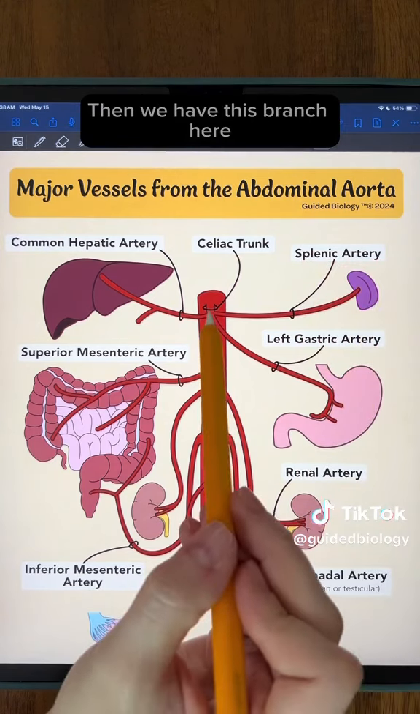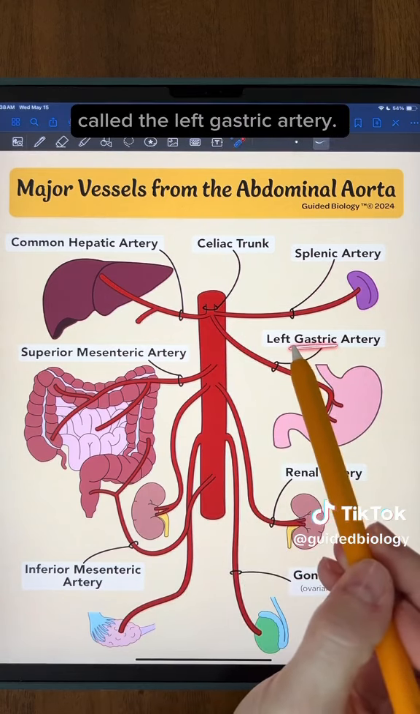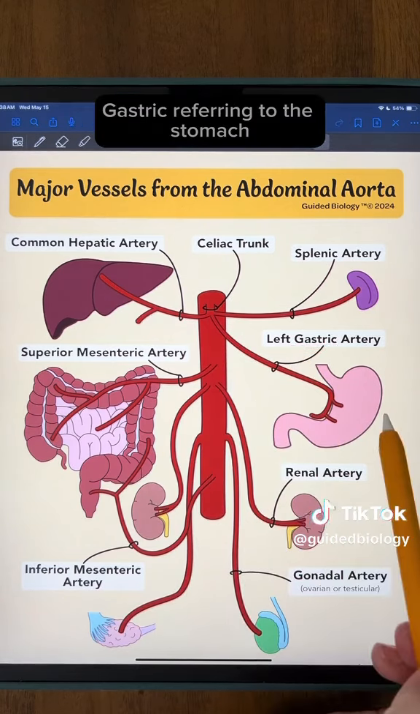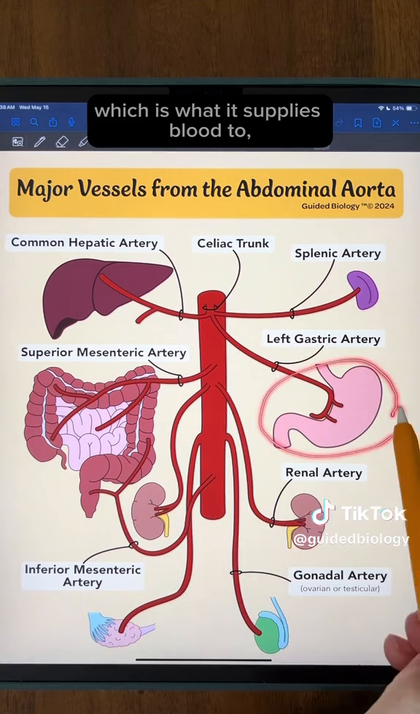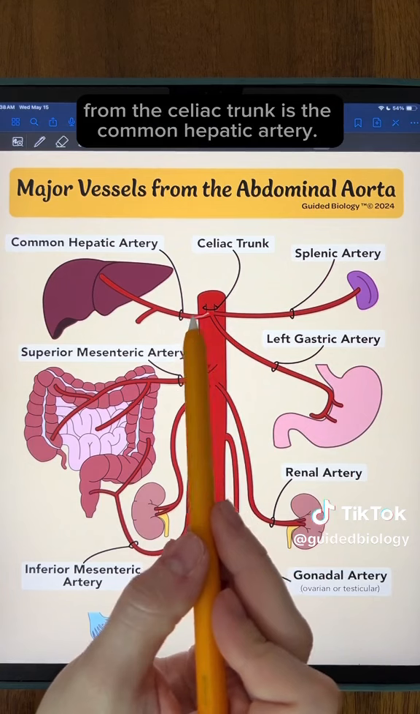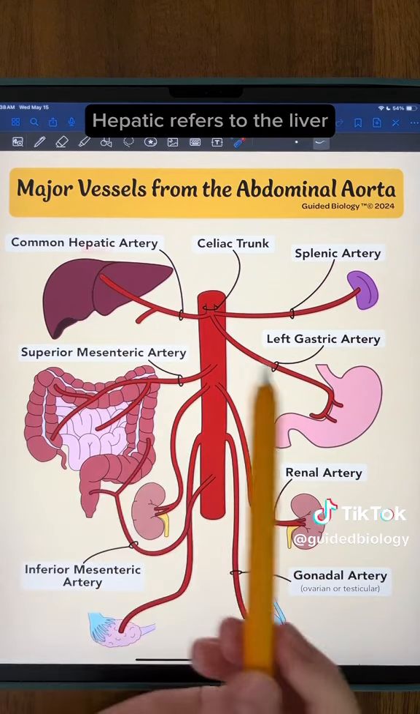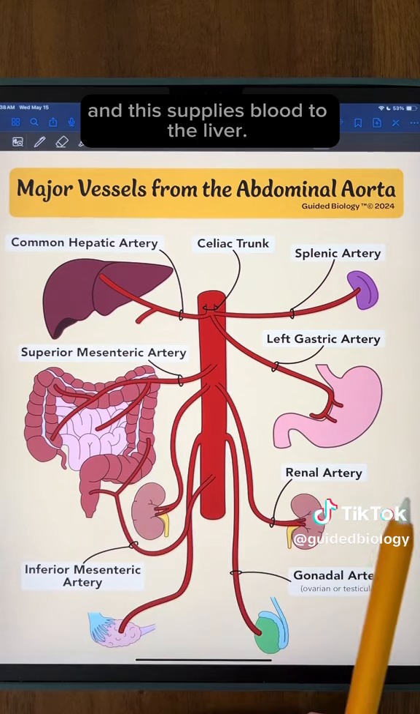All right, and then we have this branch here called the left gastric artery. Gastric referring to the stomach, which is what it supplies blood to. And then the third branch from the celiac trunk is the common hepatic artery. And so hepatic refers to the liver, and this supplies blood to the liver.